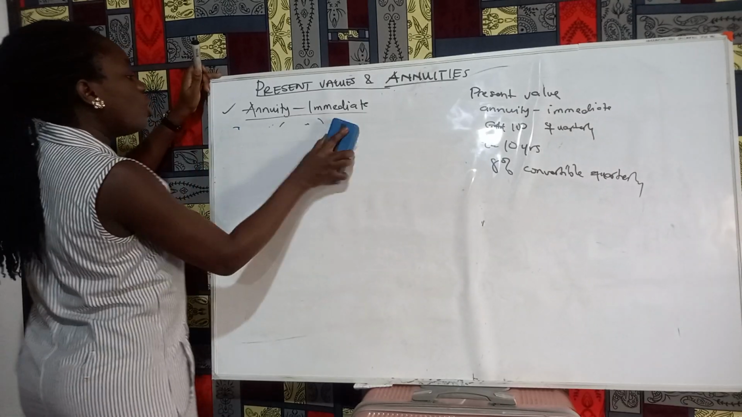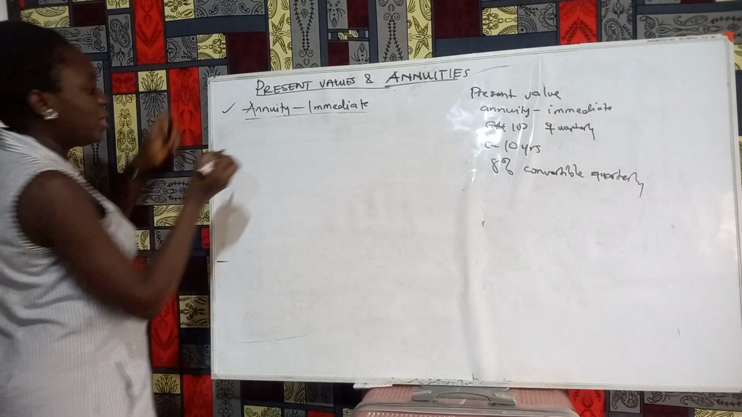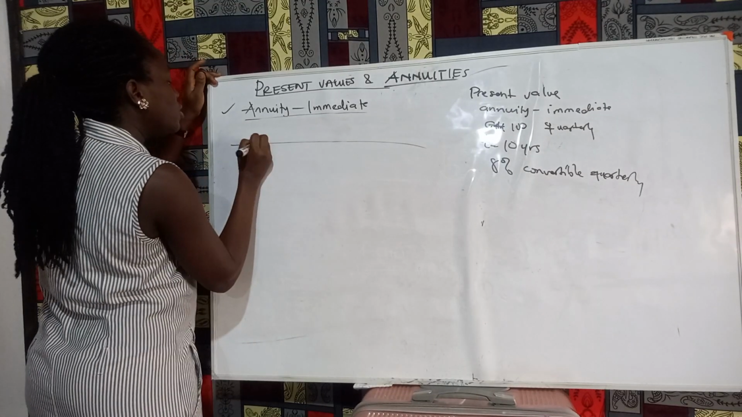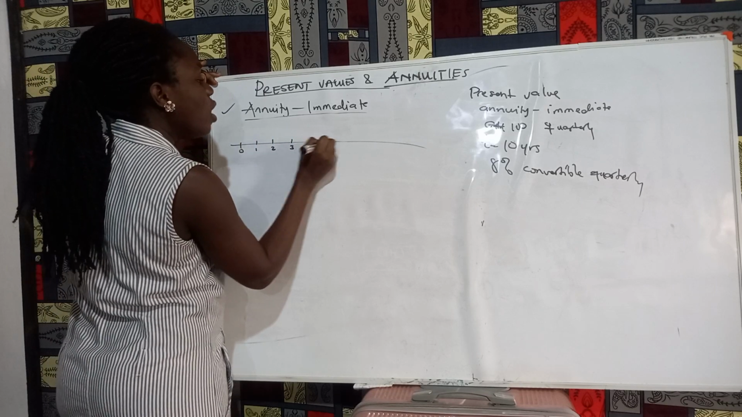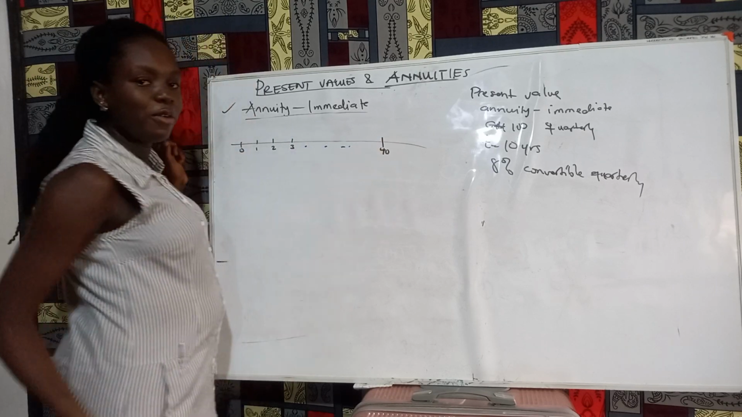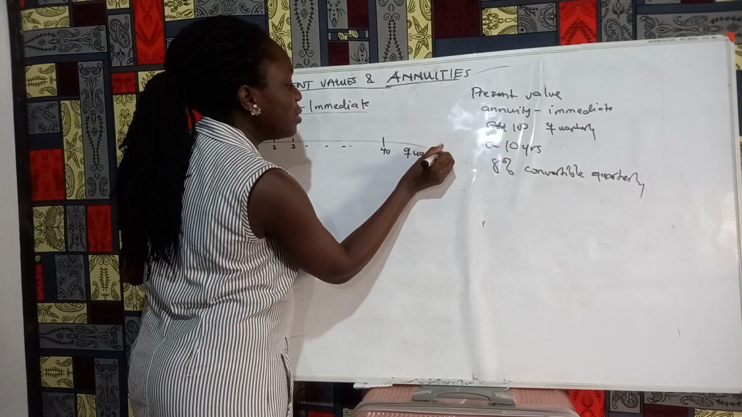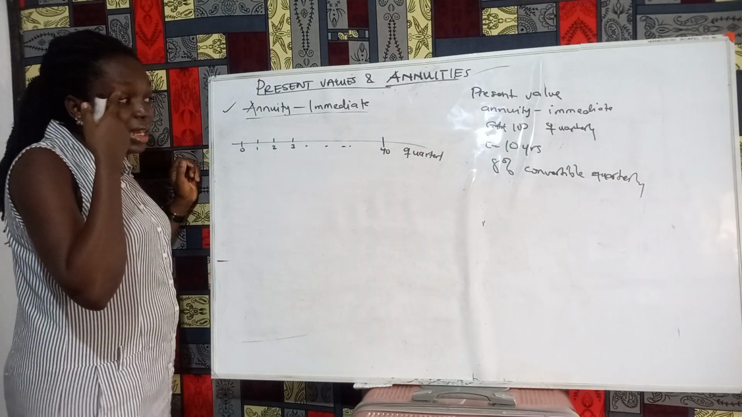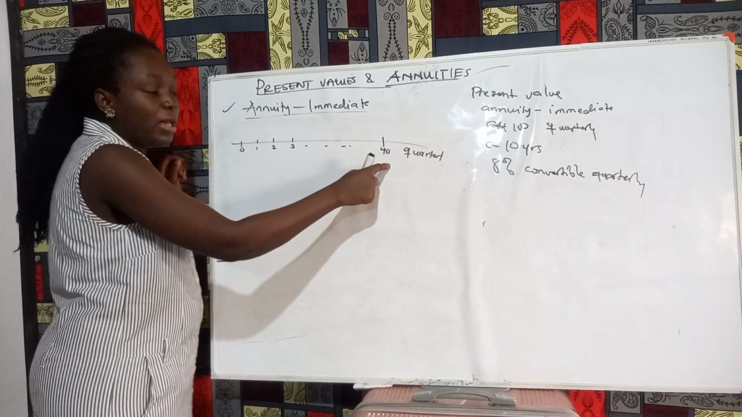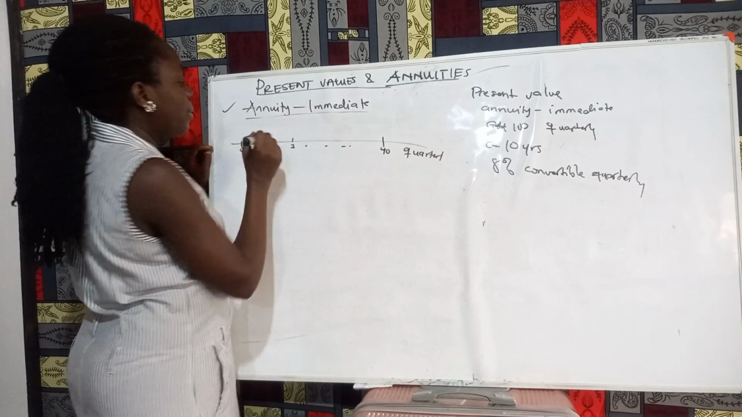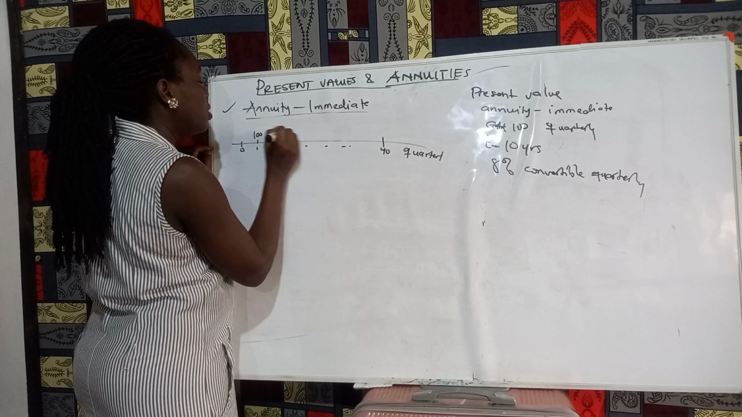I would want to draw my timeline. It makes things easy for me. So 0, 1, 2, 3, all the way to 40. Why 40? I'm using a quarterly period, I'm not using the years. So if there are 10 years and in every year you pay 4 times, you end up making 40 payments. 40 payments of 100 cedis each.